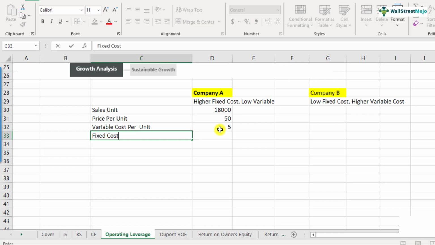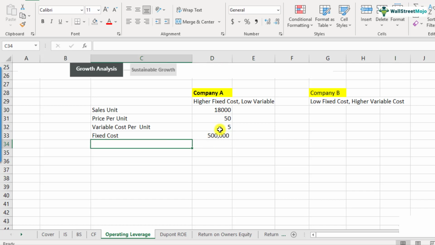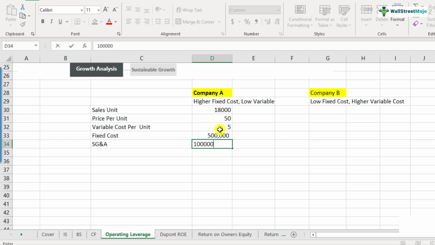Fixed cost, let's keep it at 500,000. And the last item that will come here is the SG&A expense, that is the selling, general and admin expense. That will be similar for both companies, company A as well as company B. So let's keep this at 100,000. Okay. So these are the numbers for company A.